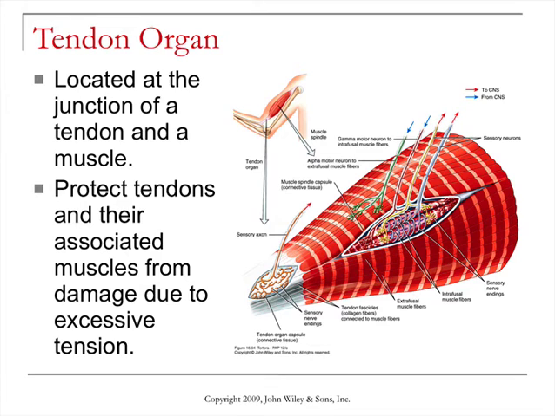The tendon organ is located at the junction of a tendon and a muscle. And the purpose of these is to protect tendons and their associated muscles from damage due to excessive tension. What would happen is if a muscle encounters a tremendous amount of tension, like if you were to lift a very, very heavy weight, the tendon organ would send a message to the central nervous system, and then a message would be sent back to the muscle. And what it would do is it would tell the muscle to relax, and that's so that you would drop the weight and not rip a tendon.